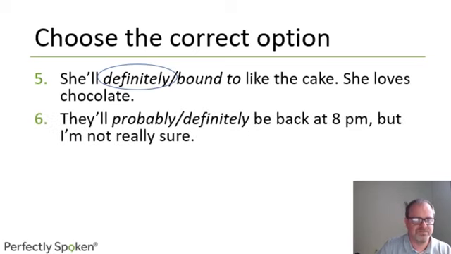Next one. They'll probably or definitely be back at 8 p.m., but I'm not really sure. Well, I'm not really sure, then we can't be talking about certainty. We're more likely to talk about probability. So the answer is they'll probably be back at 8 p.m.